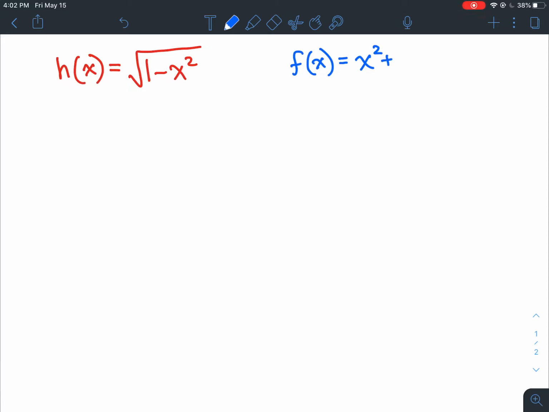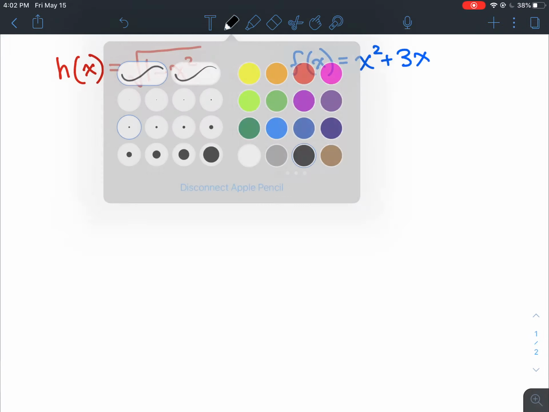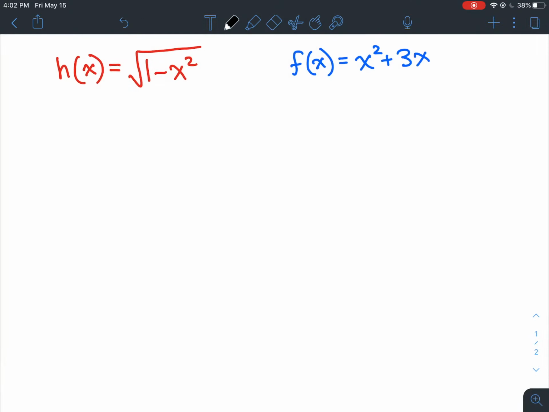Let's just try one more, just in case you're like, what? Let's say you had h of x is equal to the square root of 1 minus x squared. And then let's say you had f of x is equal to x squared plus 3x. Let's do a tricky one. So now you've got two functions: a quadratic and a radical function. Let's say we were asking what h of f of x is equal to. So there's a composite function.